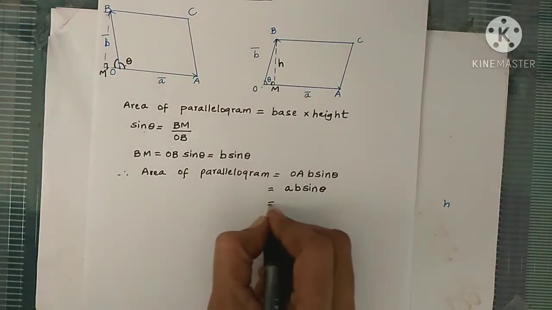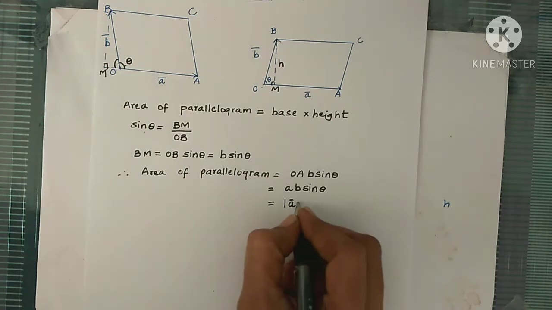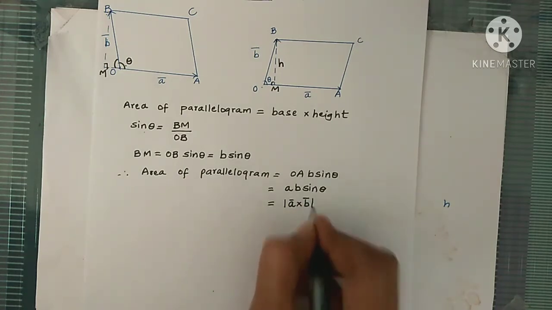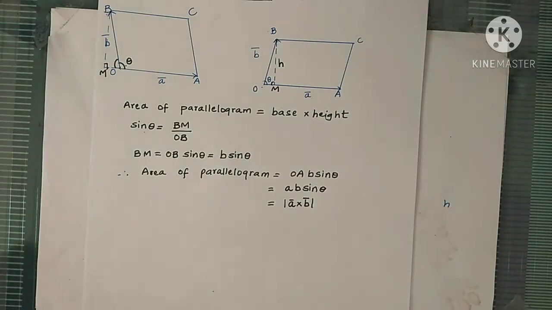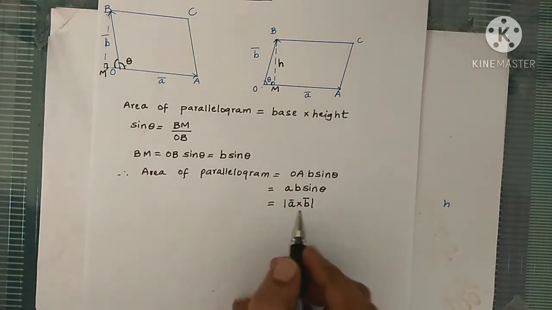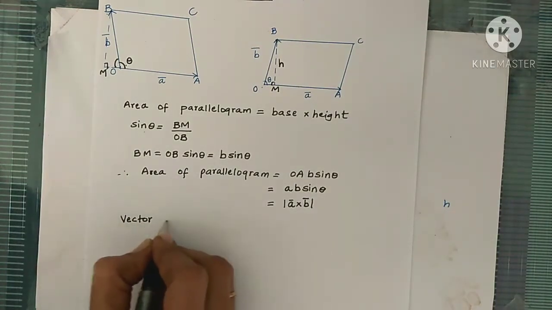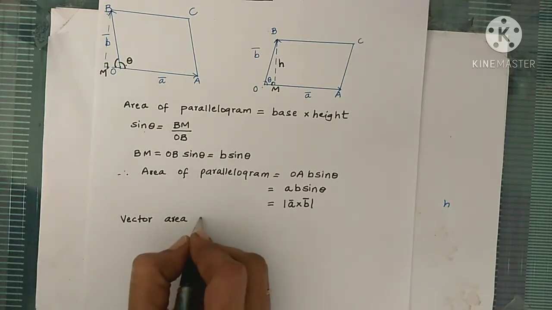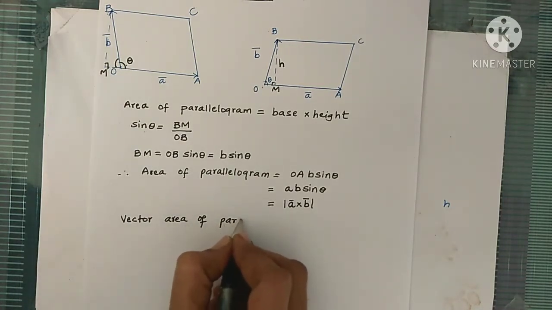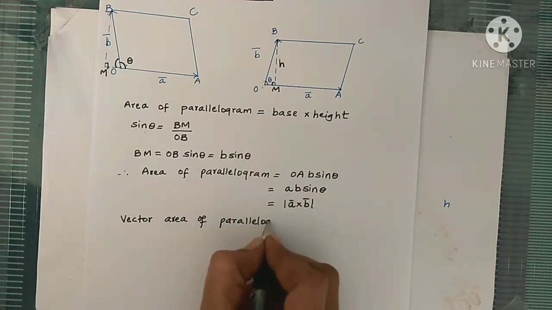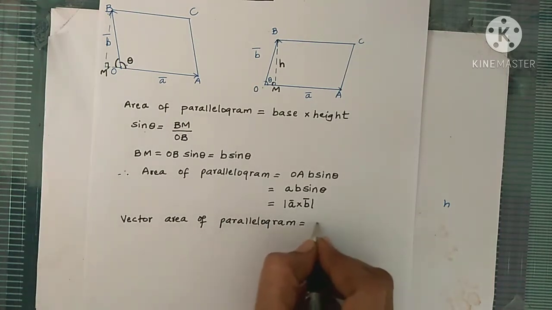In the last video we have seen this fact that modulus of A bar cross B bar is ab sine theta. So area of parallelogram is modulus of A bar cross B bar, and A bar cross B bar is known as the vector area of the parallelogram having adjacent sides A bar and B bar. The area is a scalar quantity, and vector area is a vector quantity, which is A bar cross B bar. So vector area of parallelogram equal to A bar cross B bar.